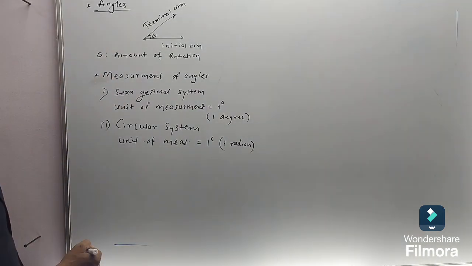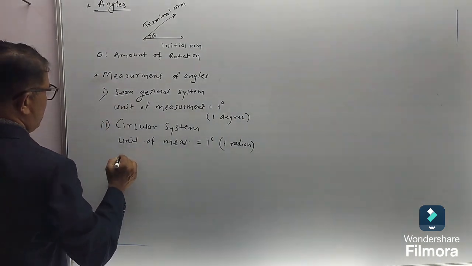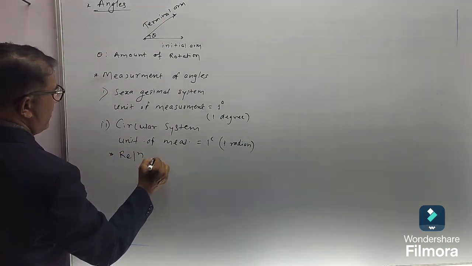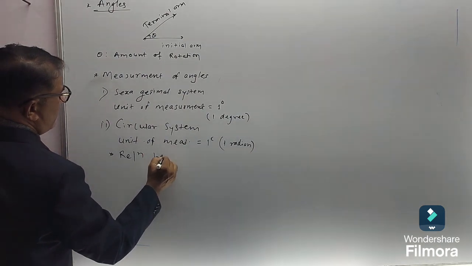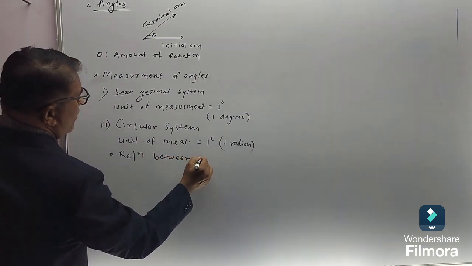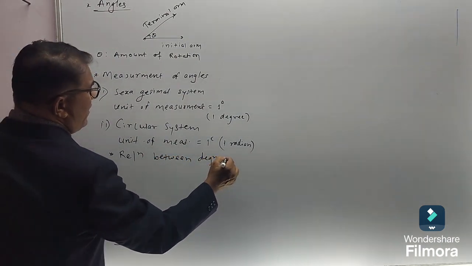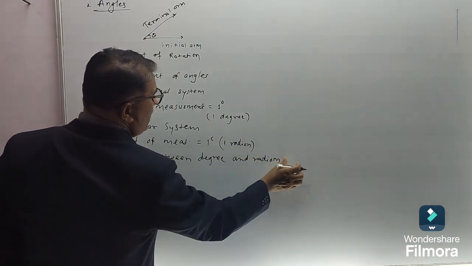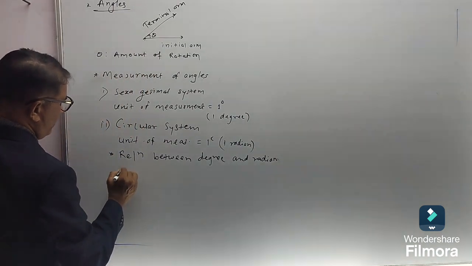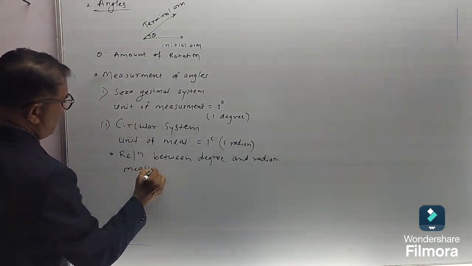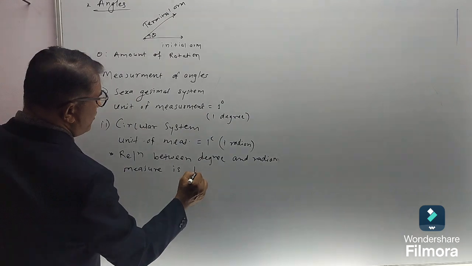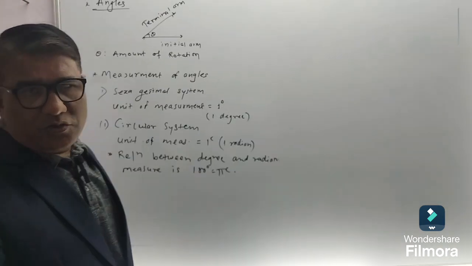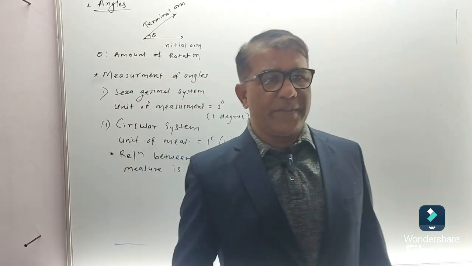Yesterday we saw in the first trigonometry lesson the relation between degree and radian measure: 180 degrees equals pi radian. Yes, already we saw this relation yesterday.